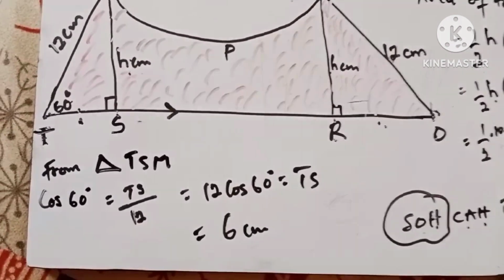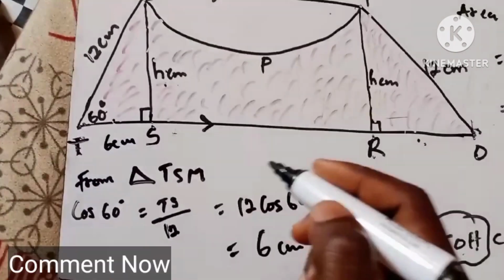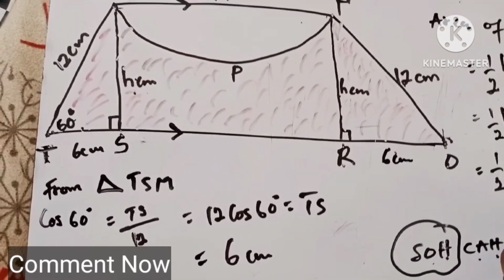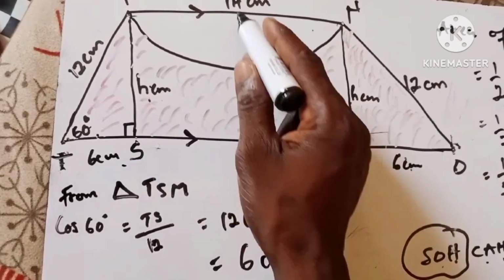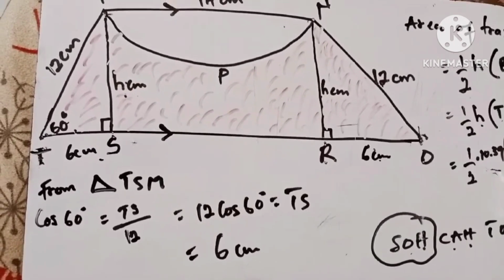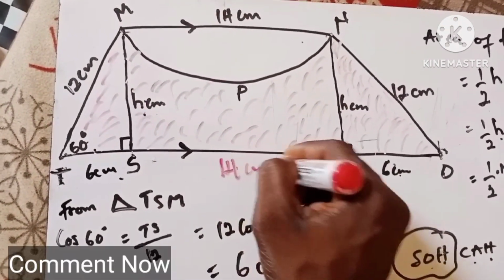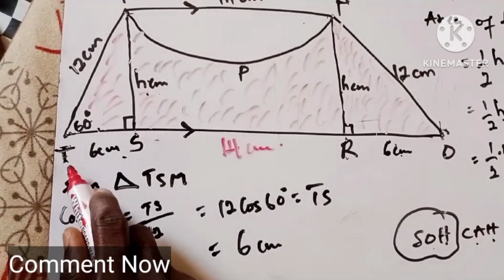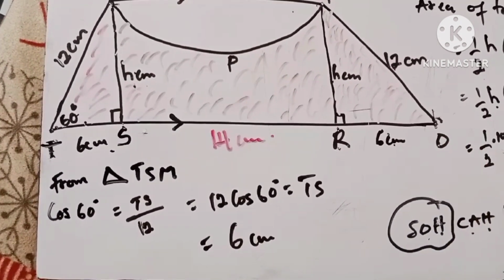Okay, we have here to be 6 centimeters. So here is 6 centimeters. As I said earlier, here is also going to be 6 centimeters, by the properties of the trapezium. If here is 6 centimeters, here is 6 centimeters. We already know that this side at the top is 14 centimeters, meaning this here is also 14 centimeters. So 6 plus 14 plus another 6 is going to give us the whole length from T to O.